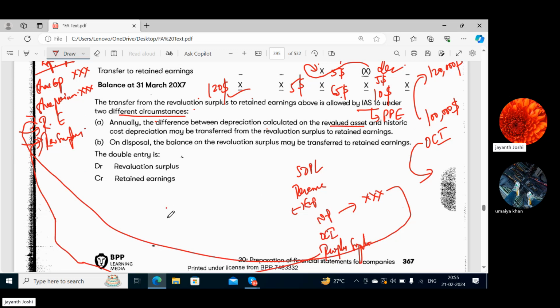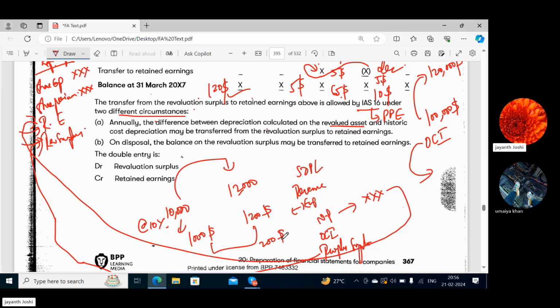Let's say you had an asset of $10,000 and now you have revalued that asset and the asset value is now $12,000. Previous depreciation was $1,000 at the rate of 10%. Now, since the revaluation of the property is done, you will be showing the property at the revalued figure. So the revalued figure is 12,000. Now $1,200 is the new depreciation and there is an excess depreciation of $200.